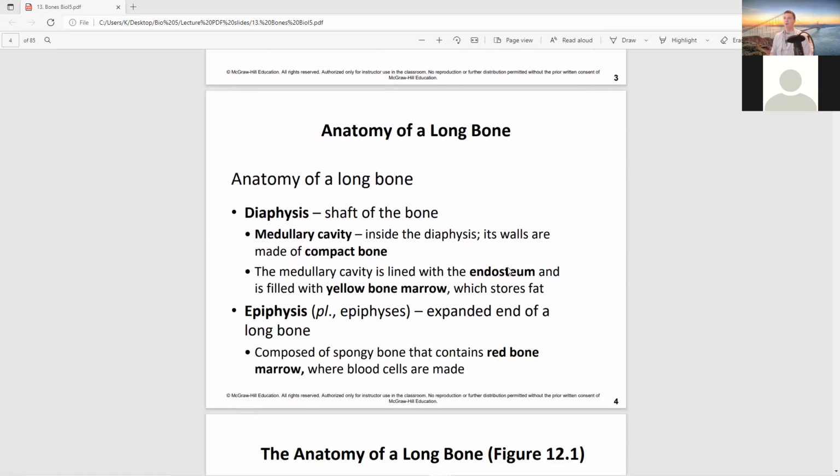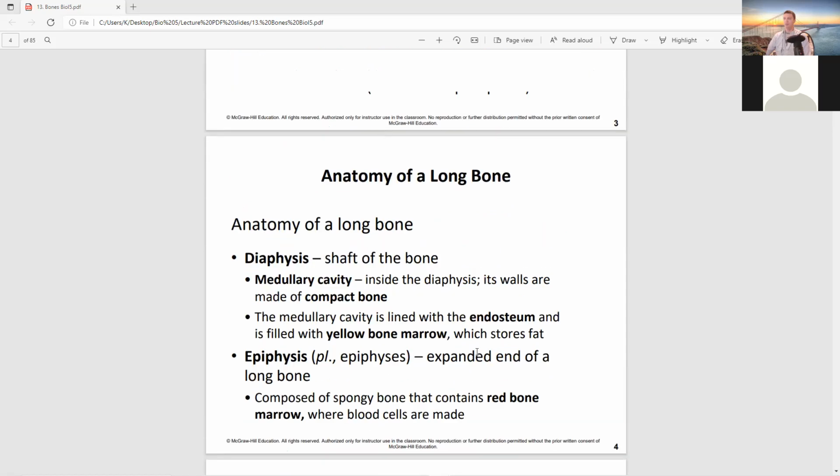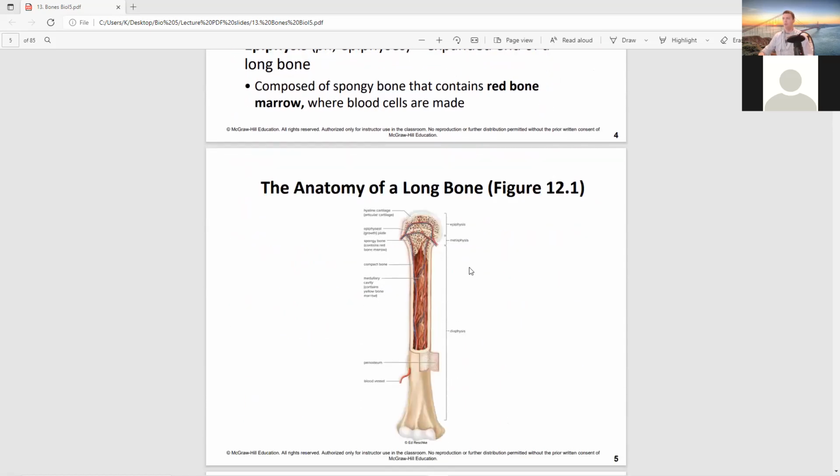So, anatomy of a long bone. We have the diaphysis, the shaft of the bone. The medullary cavity is inside the diaphysis. Its walls are made of compact bone. The medullary cavity is lined with endosteum and is filled with yellow bone marrow, which stores fat. And the epiphysis is the expanded end of the long bone, composed of spongy bone that contains red bone marrow, where blood cells are made. Okay, so that's shown here.